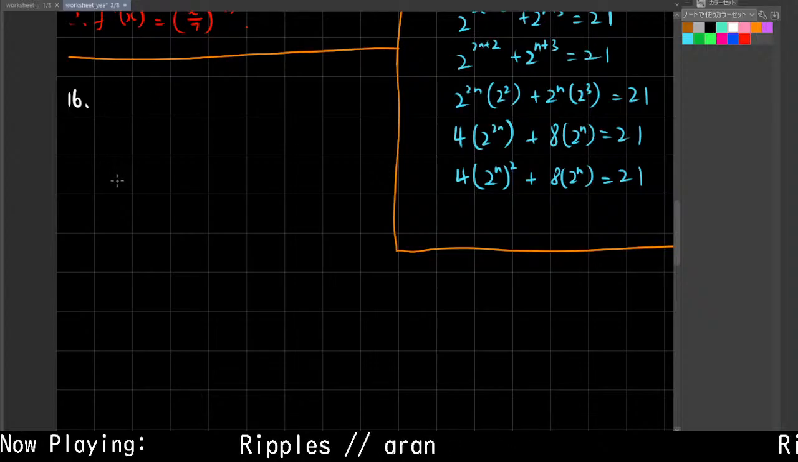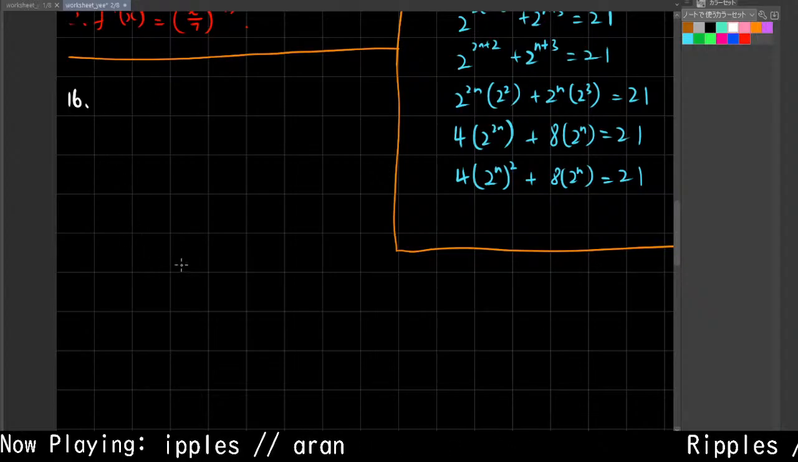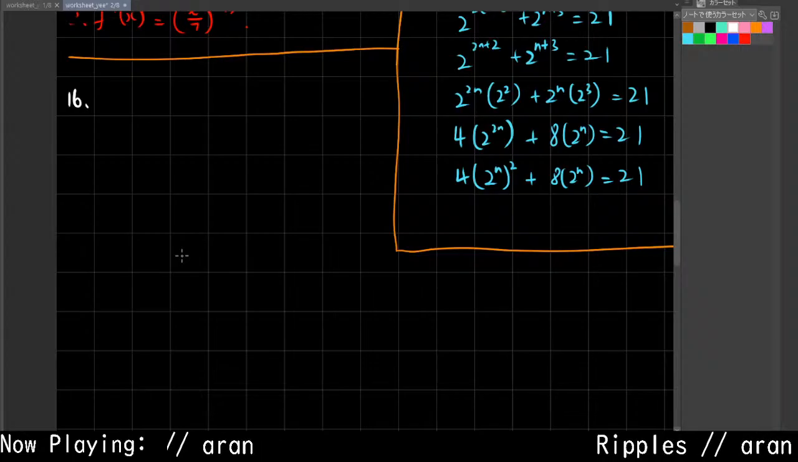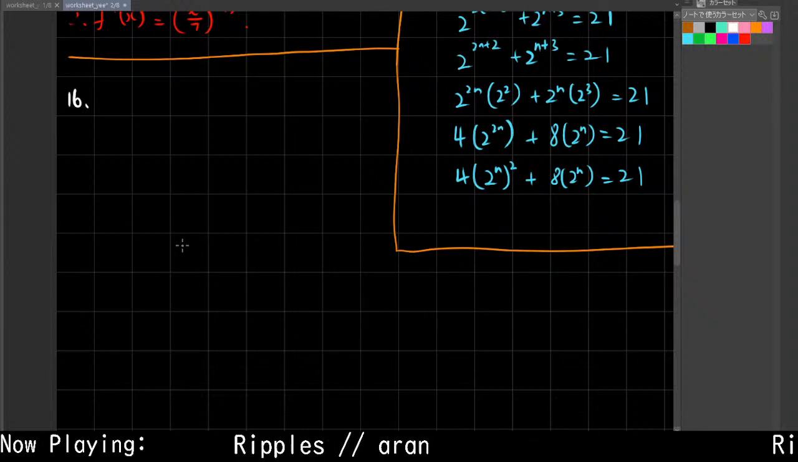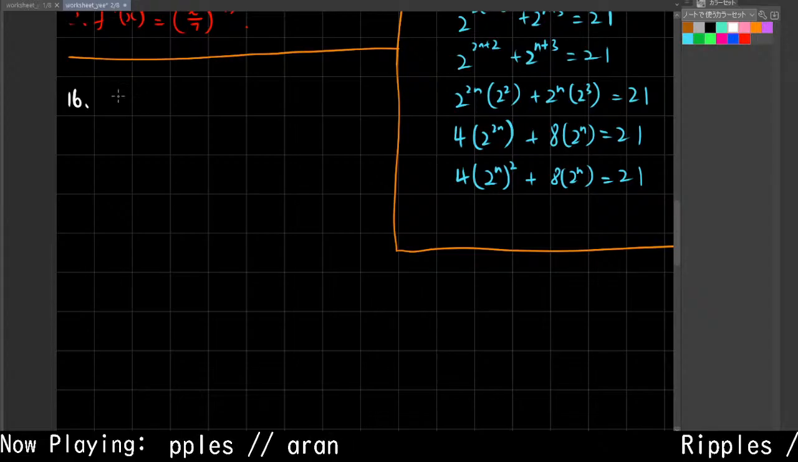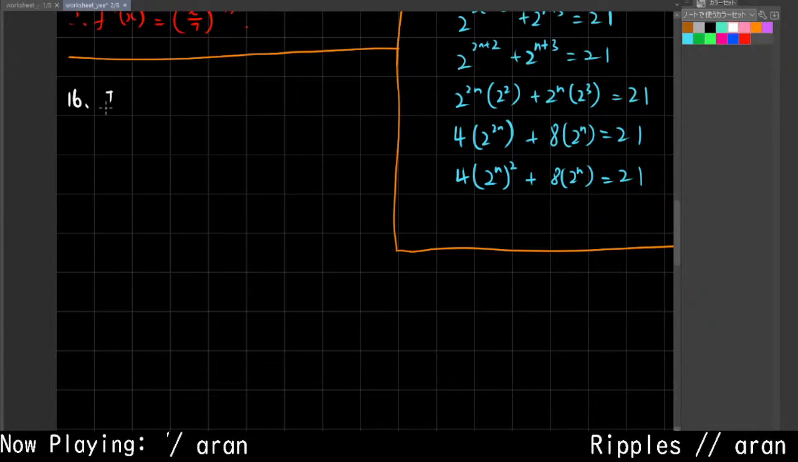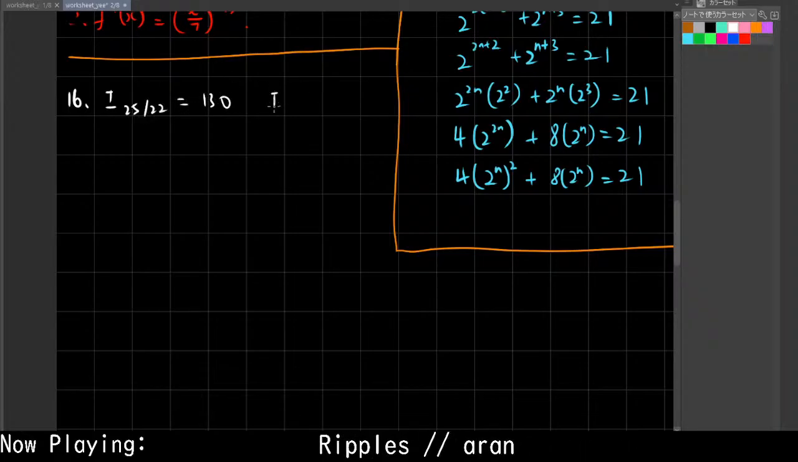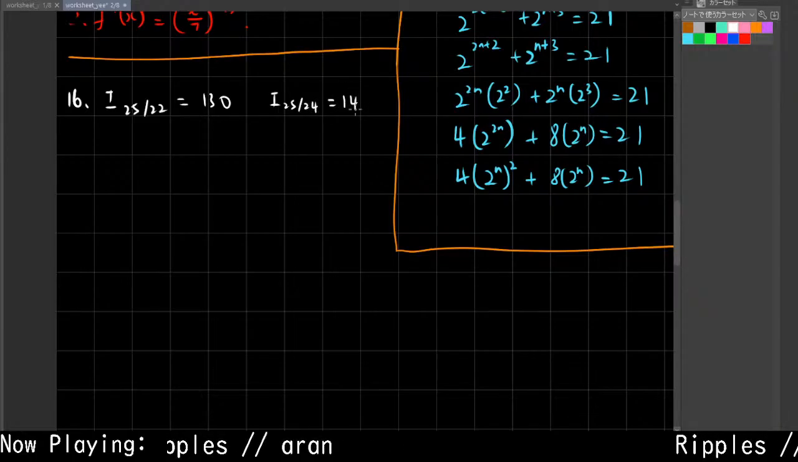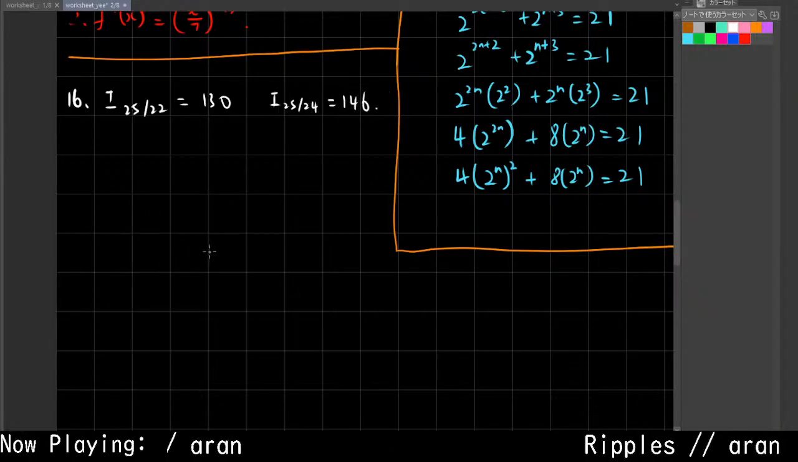Okay, the price indices of selling product A in the year 2025 based on the years 2022 and 2024 are 130 and 146 respectively. The price of product A in 2022 is 37.90, and the price in 2024 is to be found. Okay, so let's just write out the things we have first. Your I in 25 based on 22 is equal to 130. Your I in 25 based on year 24 is 146.